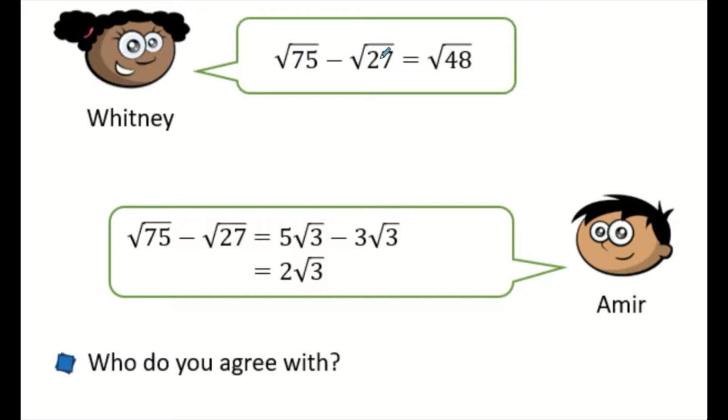So Whitney's used that rule that we just said we can't use. 75 take away 27 is 48, but we can't just ignore those square roots, so that is not true. What we can do though is simplify by taking out square numbers. So 75 is 25 times 3, so that will give us 5 root 3. 27 is 9 times 3, so that will give us 3 root 3. And then 5 of something minus 3 of the same thing leaves us with 2 of that thing. So Amir was correct.